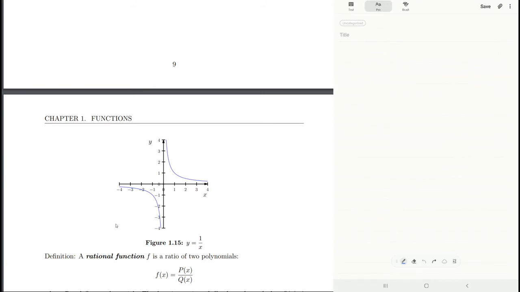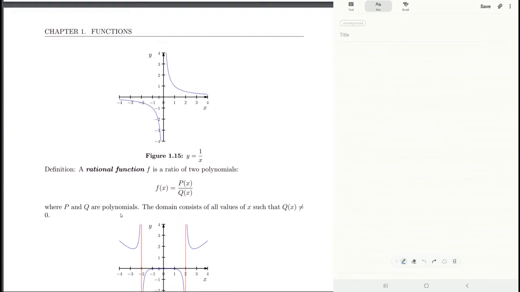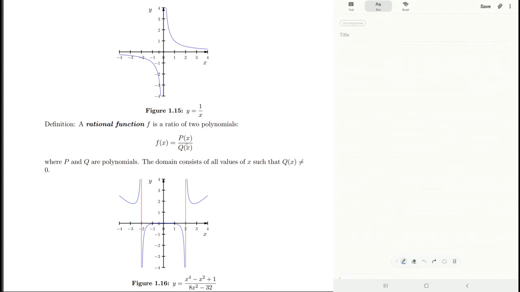Next, we can define a rational function, and the rational function takes on the form p of x over q of x, where both p and q are polynomials. So it's the ratio of two polynomials. Now the domain of the function will consist of all values of x such that q of x is not equal to 0. So this function is defined as long as the denominator is not equal to 0.